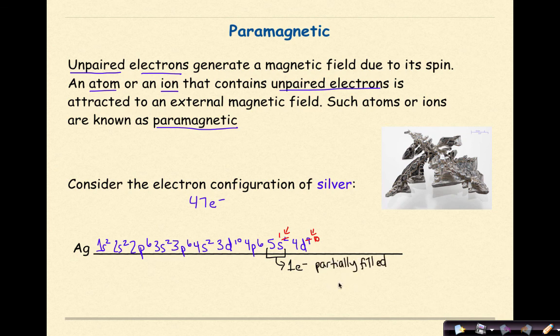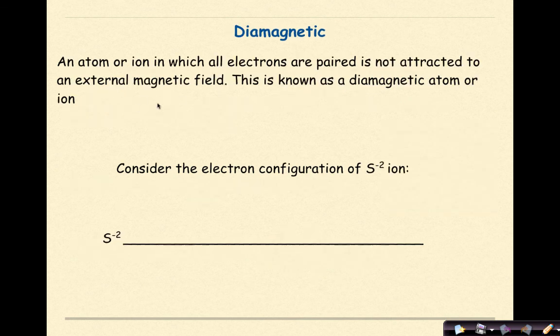So what I like to say to students is that the P in partially matches up with paramagnetic. So you can identify an atom or ion as paramagnetic if you can see a partially filled subshell in its electron configuration. We contrast that with diamagnetic.